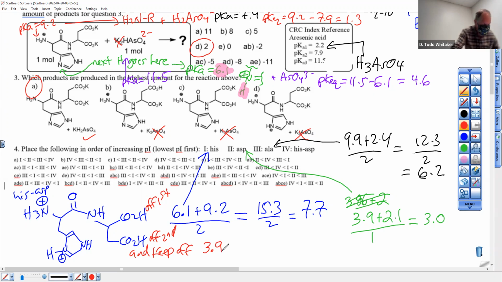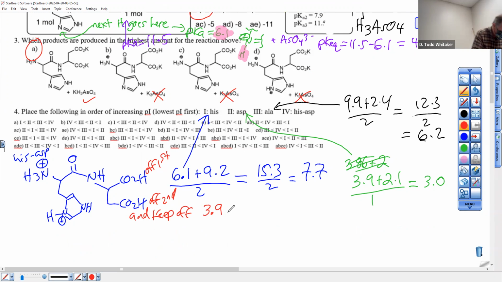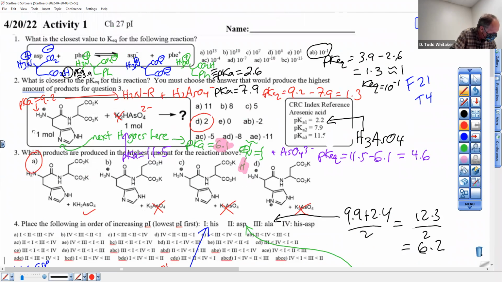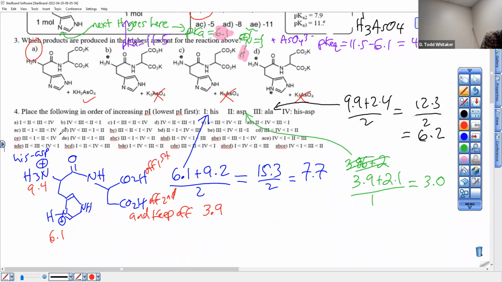Now, which of the NH pluses comes off first? The 6.1 or what was it, 9.3? I can't remember. 9.4 with rounding? 9.2 with rounding. It doesn't matter which one comes off first. The 9.2 is irrelevant, right? Keep off, keep on. There's your only 2 numbers that mean anything.